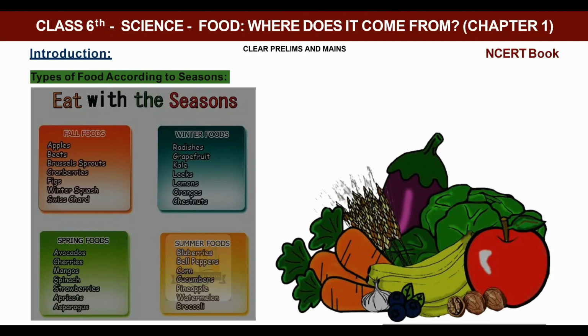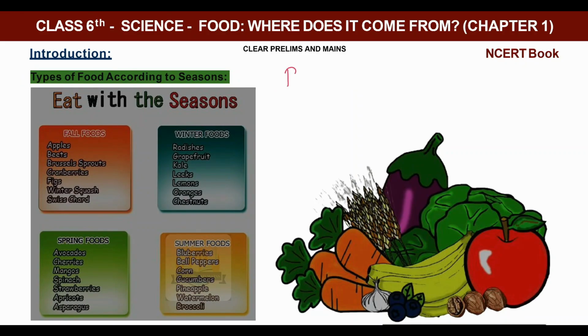Now we are seeing the types of food according to season. There are 4 seasons we have in the northern hemisphere, or in India, if we can say. So here it is one: fall season foods. Fall season is occurring in India, in the northern hemisphere, in the September and October months.